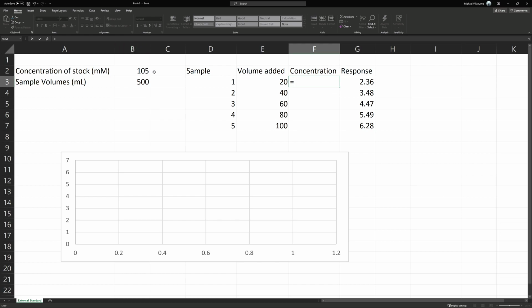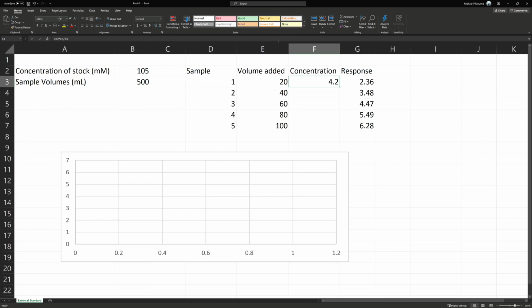We have our initial concentration, which is right here. So we have our M1. Our V1 is going to be the concentration that we add. So it's going to be this so far times this. So initial concentration, initial volume equals final concentration, which is what we want, multiplied by final volume. So we're going to divide this by the final volume. The final volume is the sample's total volume, which is this. And we are given a concentration.